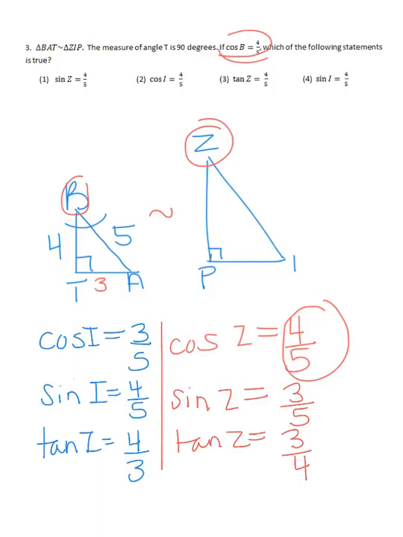Okay, so sine of z is 3/5, that doesn't work. Cosine of I is 3/5, choice 2 doesn't work. Tangent z is 3/4, so choice 3 doesn't work. And sine of I, we have as 4/5 right here, so that is choice 4. This works.